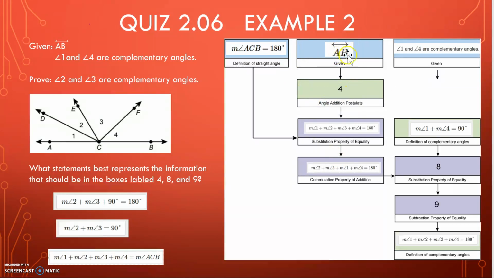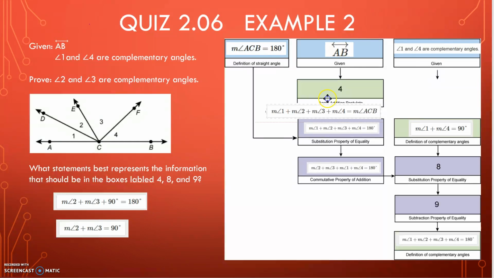So above that is line AB, and then below that is the substitution property of equality. So something had to be substituted here. Okay, well I know that line AB is here, and it is made up of angle 1, 2, 3, and 4. And we're looking for angle addition postulate. The one that matches that, angles 1, 2, 3, and 4, equal the measure of angle ACB. That one goes there.